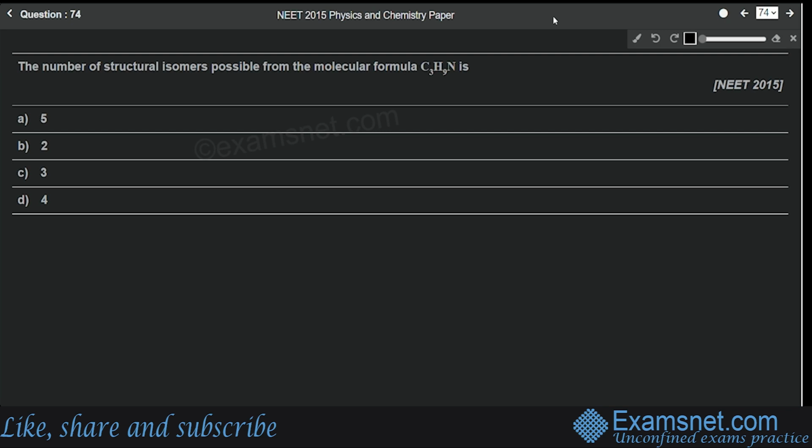Question number 74 is again from the chapter amines, and the question is: the number of structural isomers possible from the molecular formula C3H9N is. So let's check the degree of unsaturation first. Here we'll check whether the compound can be unsaturated, that means whether there can be multiple bonds. The formula is number of carbon plus 1 minus number of hydrogen plus number of halogen minus number of nitrogen, divided by 2.